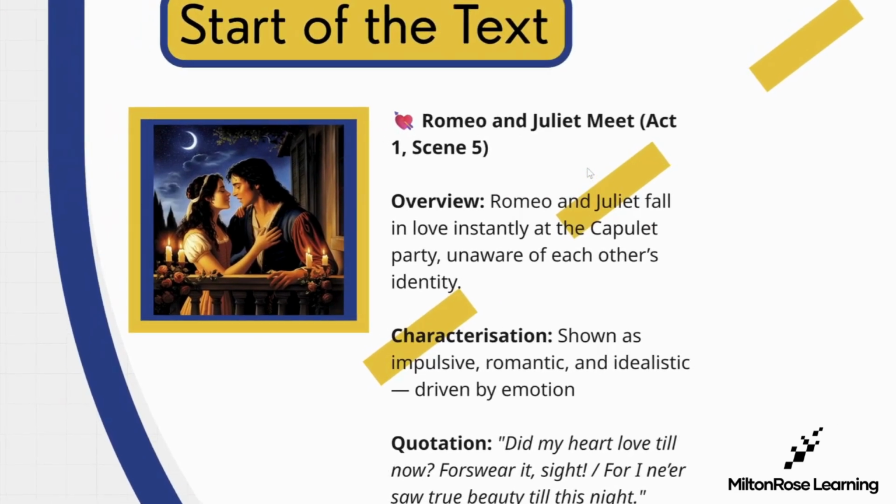Romeo and Juliet meet in Act 1, Scene 5. They fall in love instantly at the Capulet party, but they're unaware of each other's identity. So the characterization at the start of their relationship is shown as impulsive, romantic, and very, very idealistic. They're driven by their emotions. They don't think with their heads, they think with their hearts. Okay, and that's part of the problem. Good quotation for that is, "Did my heart love till now? Forswear it, sight, for I never saw true beauty till this night."